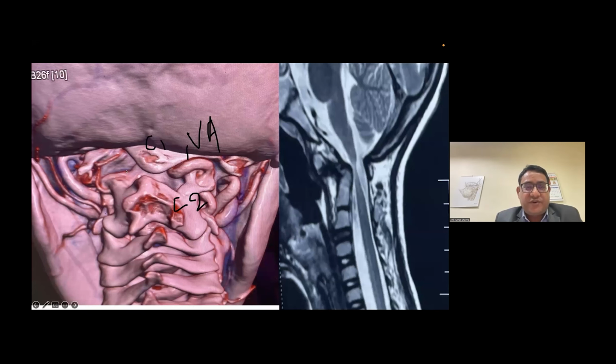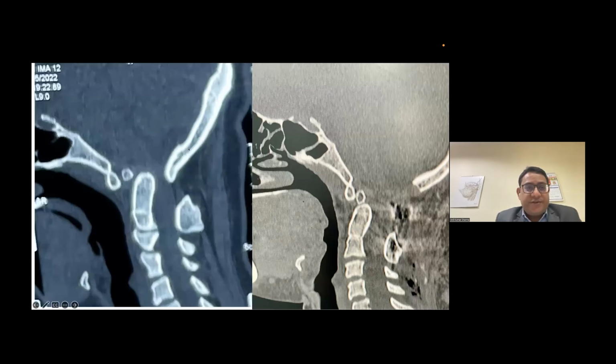Here we can appreciate the joint, and this side is dominant, and this side is non-dominant. And I would like to mention we should explore first on the non-dominant side. If the vertebral artery bilaterally has an anomalous course, we should explore on the non-dominant side first. So these are CT scan images. We can see atlantoaxial dislocation and basilar invagination. These are postoperative images where atlantoaxial dislocation and basilar invagination have been corrected.